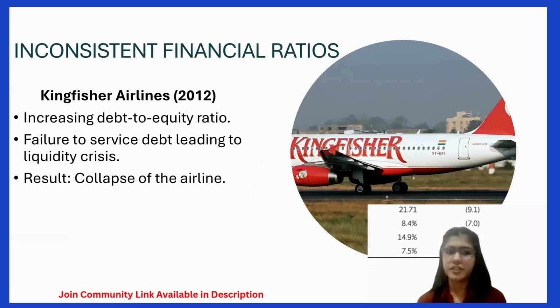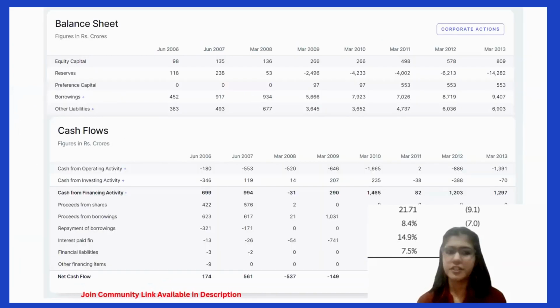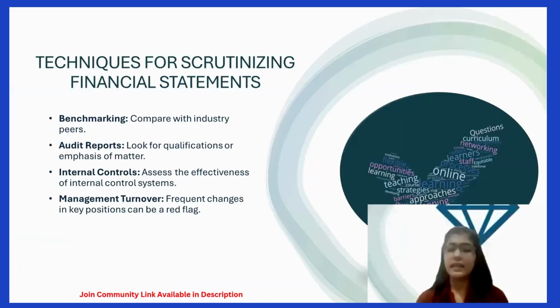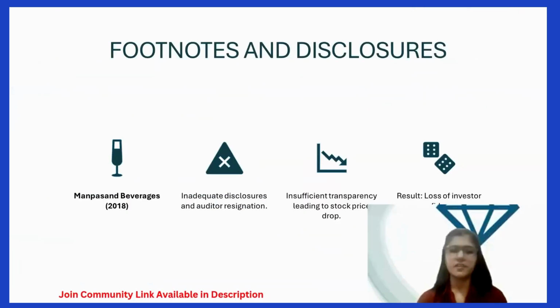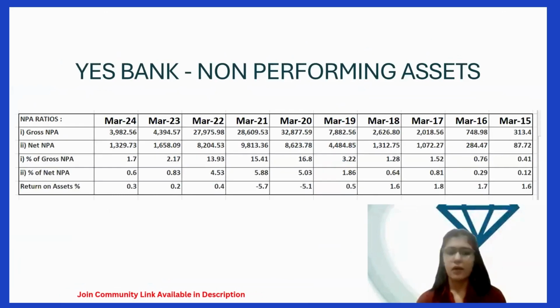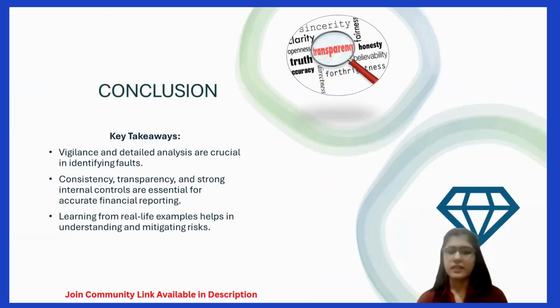So next are the key takeaways, where we are going to summarize the entire thing. Vigilance is often needed, and statements need to be analyzed thoroughly. Consistency, transparency, and strong internal controls are always essential for accurate financial reporting. We can study real life examples and understand how to better understand and mitigate risk associated with the financial statements.